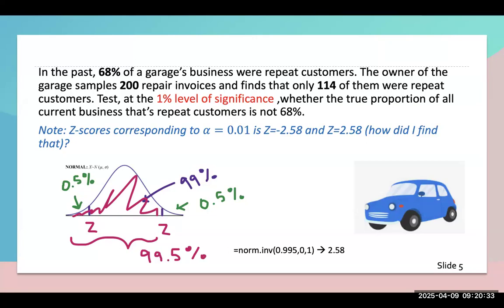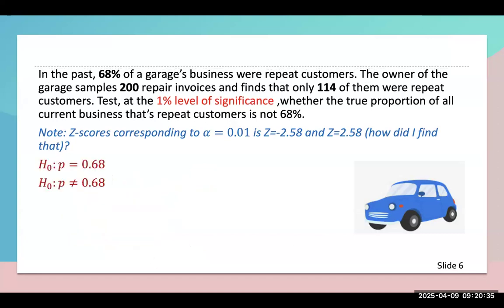Now let's write our hypotheses. The null hypothesis is that 68% of a garage's business were repeat customers. This is the assumption, so P is equal to 0.68 or 68%. The alternative hypothesis is told to us in that last sentence with the 1% level of significance. It says, test whether the true proportion of current business that's repeat customers is not 68%. Not means not equal to.